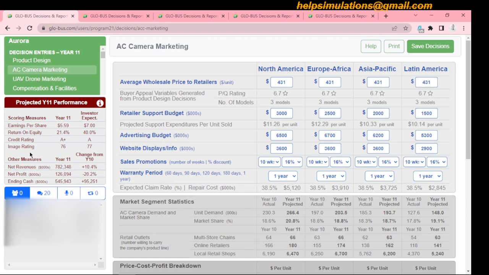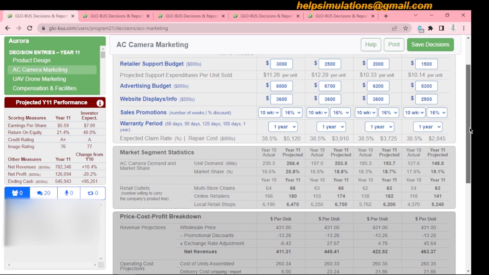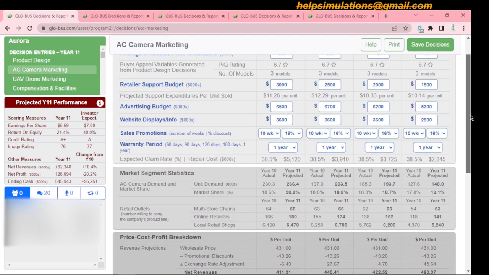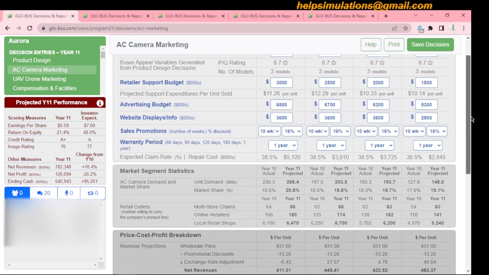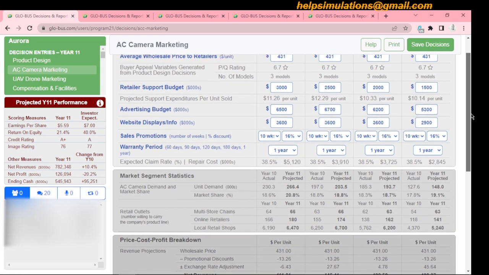So you can see the email rating is not high. Okay, so let's now kickstart our decision. Remember, all the products are produced in Taiwan, so you have to export them and import them. So the exchange rate adjustment impacts the price that we charge.